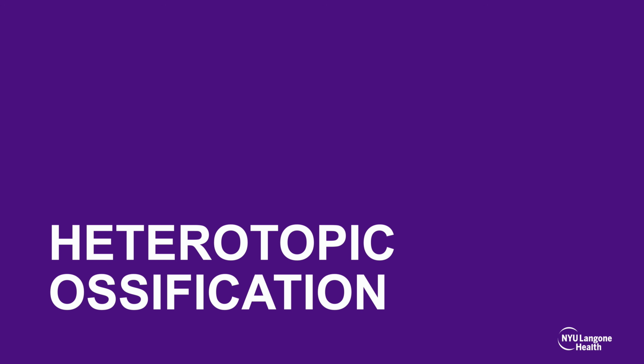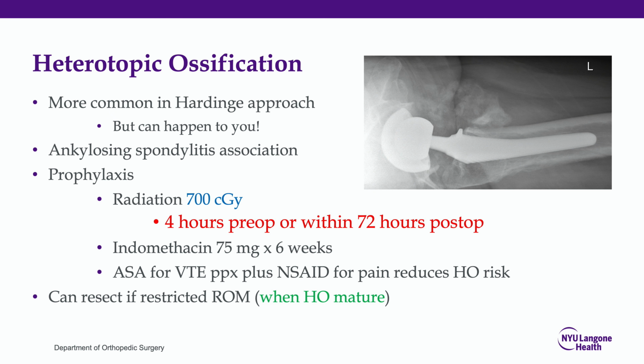Heterotopic ossification is still a problem after hip replacement in a select number of patients. So historically, it's important to know that this is more common with the Harding approach, but it can really happen with any approach. There's definitely an association with ankylosing spondylitis, also with head injury. Prophylaxis, historically radiation has been our prophylaxis of choice in high-risk patients, and the important answer for the test is that's 700 centigray.